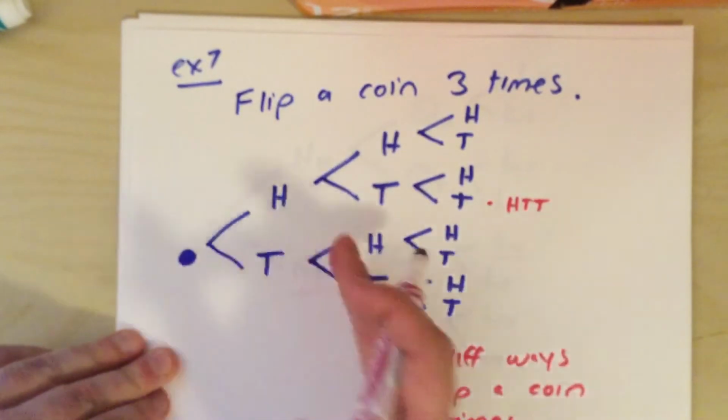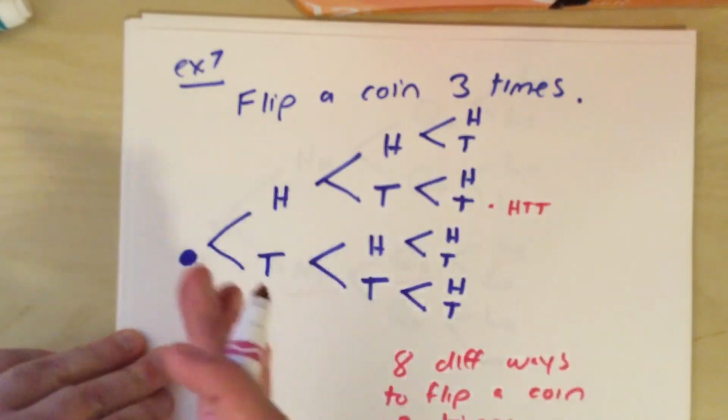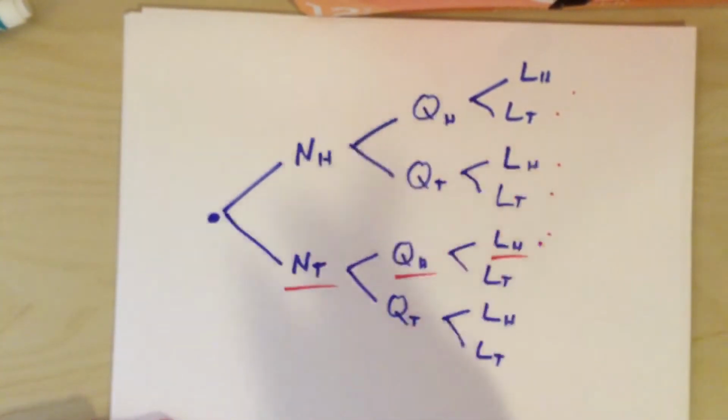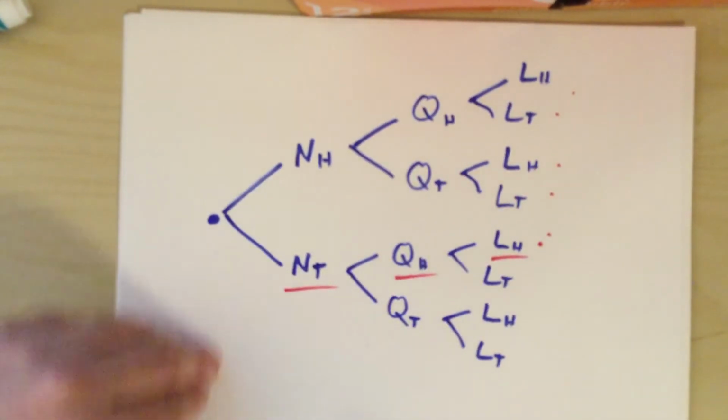In fact, it's pretty much the same as when we had one coin 3 times. So tree diagrams don't have to be in any order. It's a choice, choice, choice. Done, done, done. And there's 8 ways of doing it.